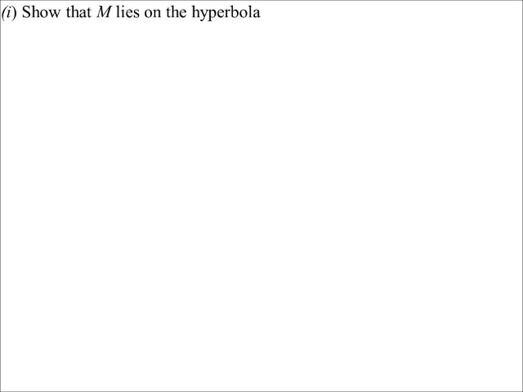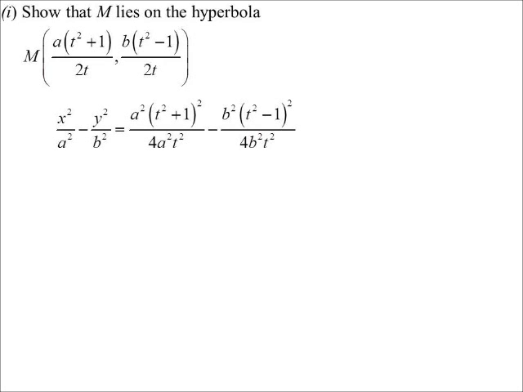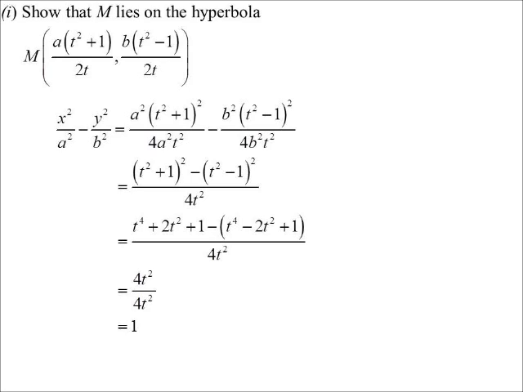Bit of a gift mark to start off with, really, because all we have to do is substitute it into the equation of the hyperbola and show it satisfies the hyperbola. So x squared on a squared minus y squared on b squared, subbing in those x and y coordinates. Then the a squared cancels with the a squared, b squared with the b squared there. We then have a common denominator of 4t squared. So on the top we've got (t plus 1) all squared minus (t squared plus 1) all squared minus (t squared minus 1) all squared. So we have a perfect square minus a perfect square. So we should be left with 4ab, or 4 times the product.